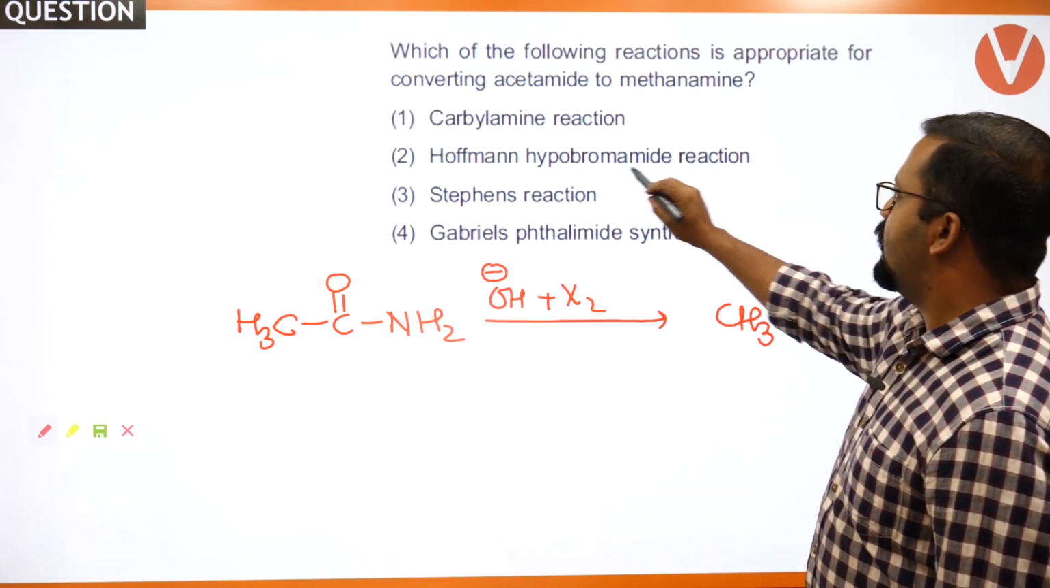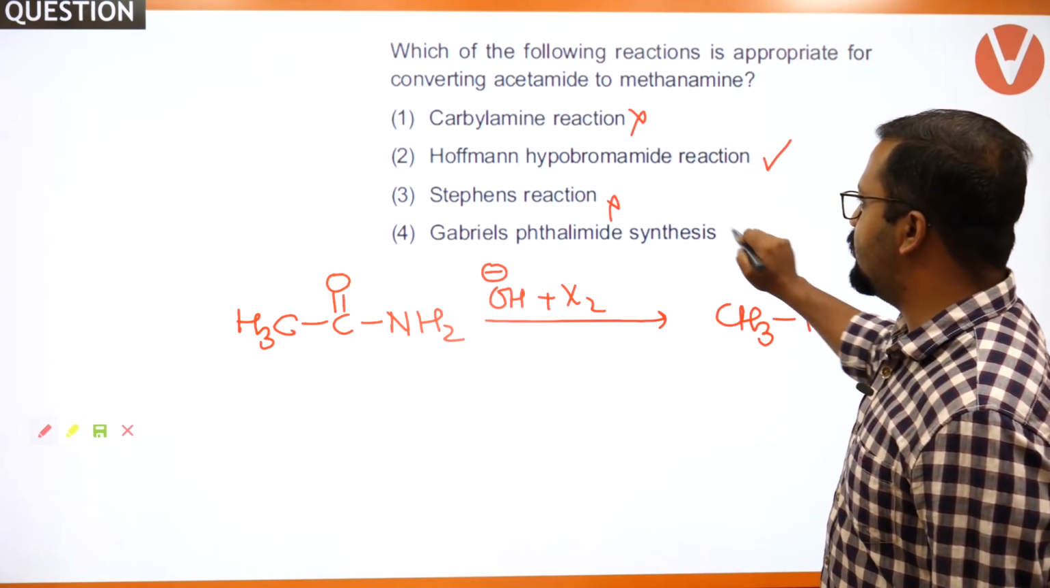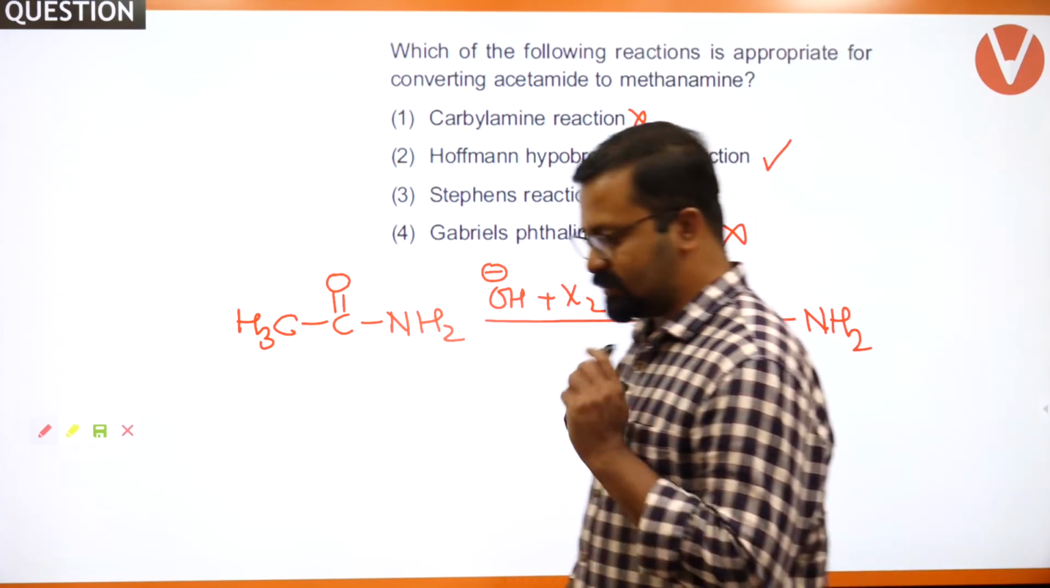Hofmann hypobromamide, which is also correct. Carbylamine नहीं होगा, Stephens नहीं, Gabriel phthalimide नहीं. Okay, that's the correct answer.